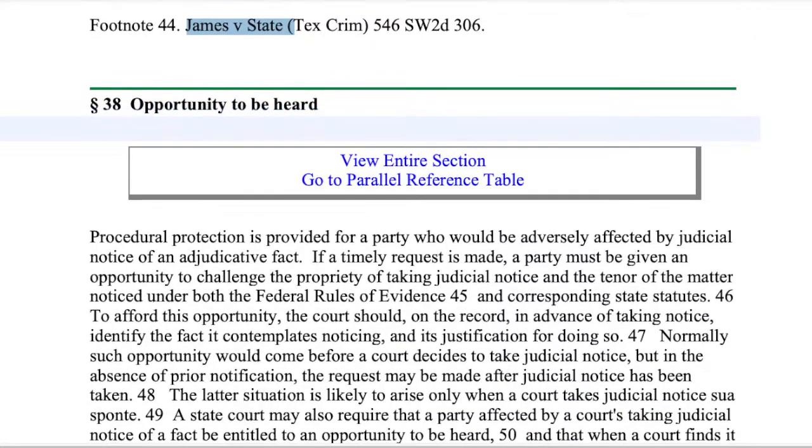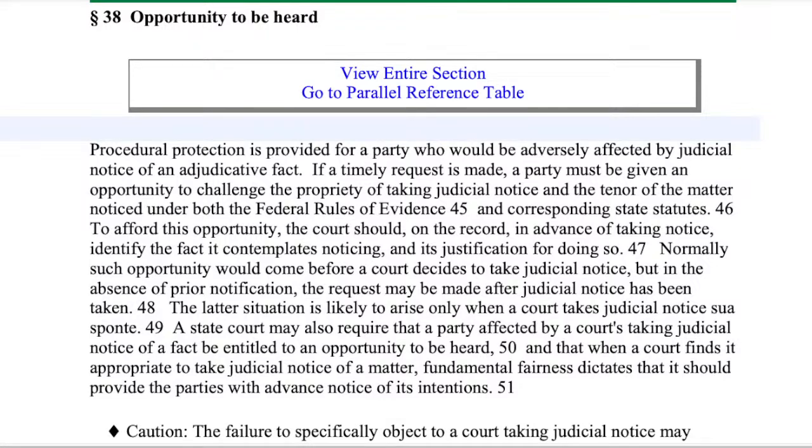So we're on to section 38. Again, now we're into the procedures and actions. Opportunity to be heard. Procedural protection is provided for a party who would be adversely affected by judicial notice of an adjudicative fact. If a timely request is made, a party must be given an opportunity to challenge the propriety of taking judicial notice and the tenor of the matter noticed under both federal rules of evidence and corresponding state statutes.